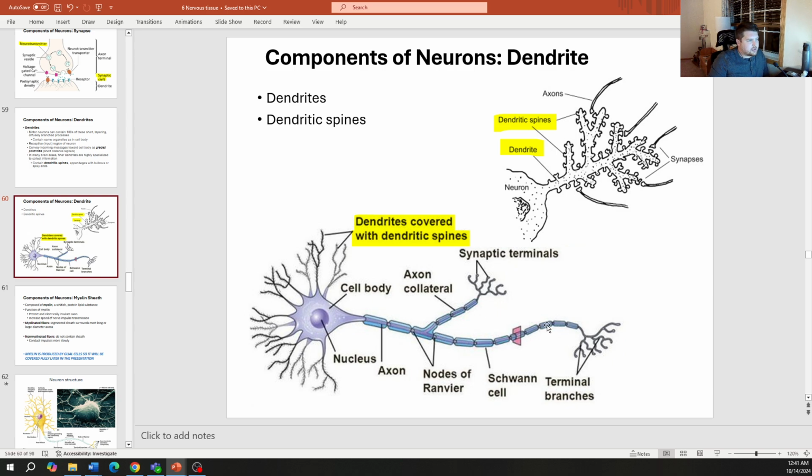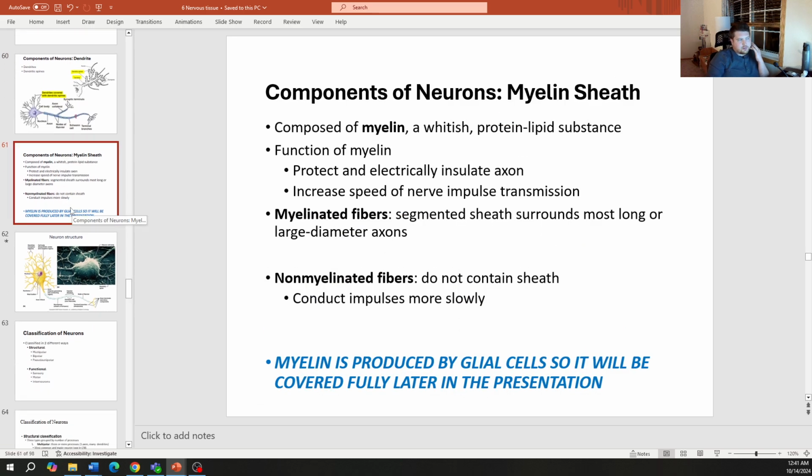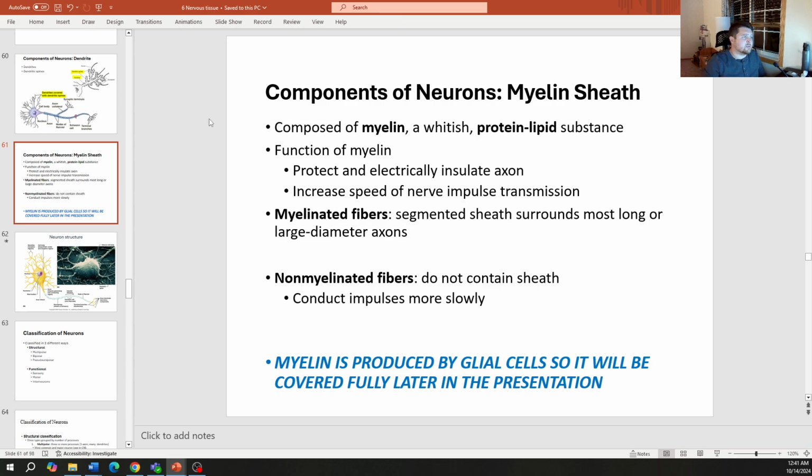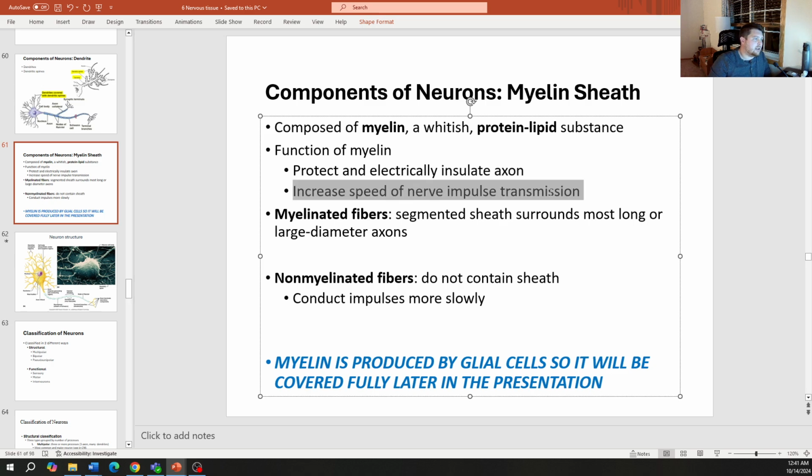Now, myelin sheath, this guy right here, that surrounds the axon. The myelin sheath is composed of myelin, which I mentioned a little bit about before. It's a whitish protein and lipid substance, lipid specifically. So remember, our white matter in the brain and spinal cord has lots of myelin, and its job is to protect and electrically insulate the axon. By insulating the axon, we actually get to increase the speed of nerve impulse transmission.